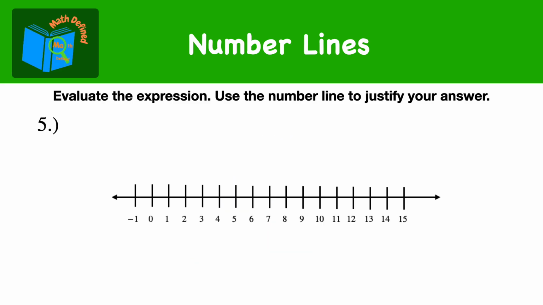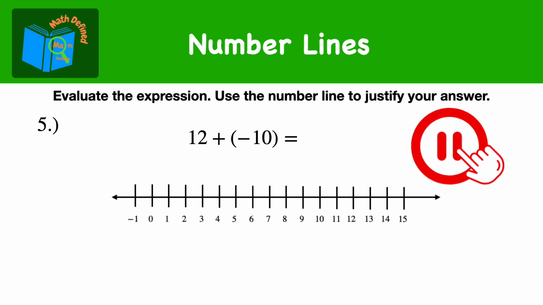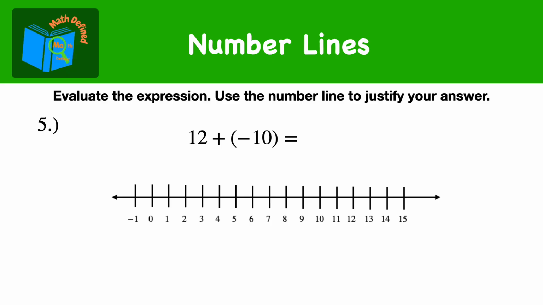This time we have +12 plus -10. Again, the two integers have different signs, so we think subtract and keep the sign of the larger number. Justifying our answer, we start at +12. Adding -10 means moving 10 spaces to the left. That brings us to +2. We're right again. And I think we've had enough of number lines.